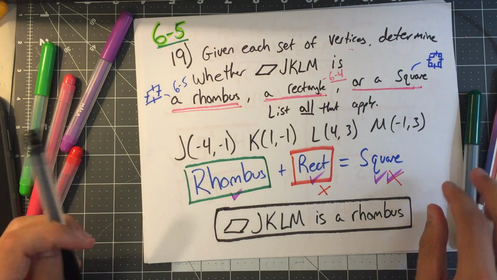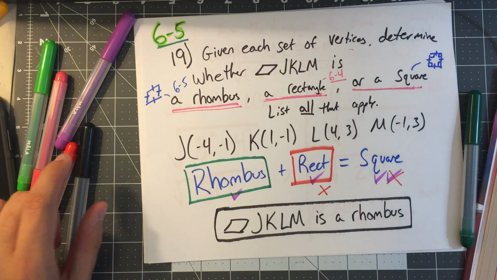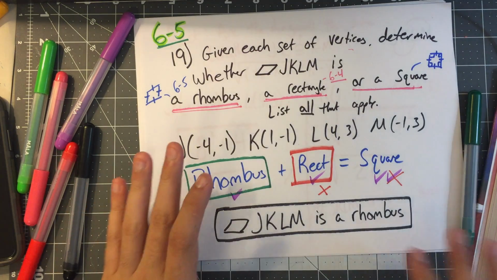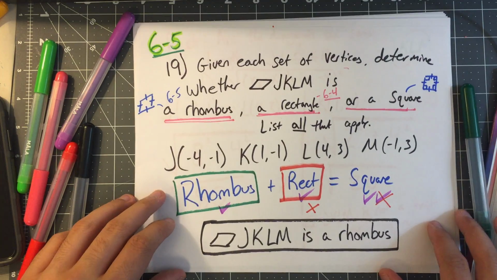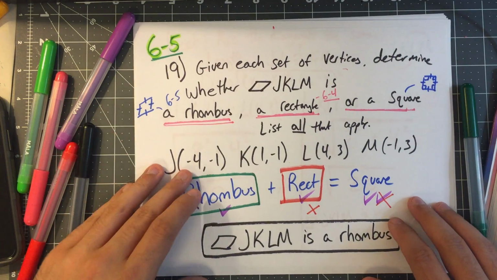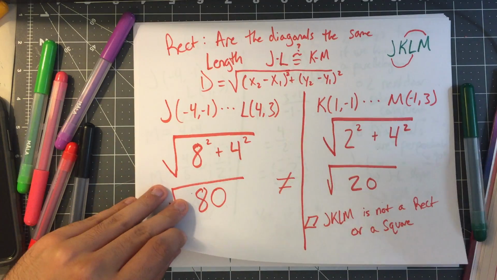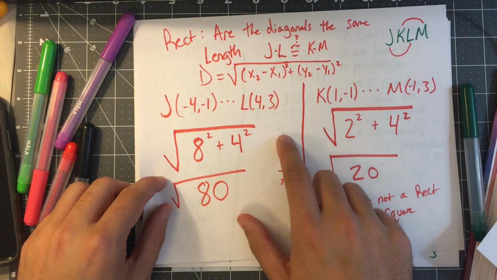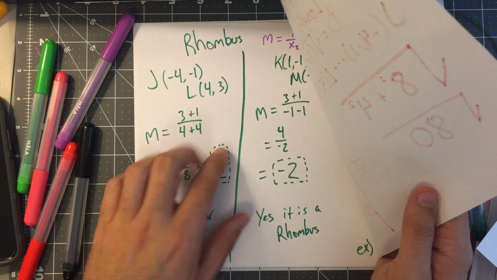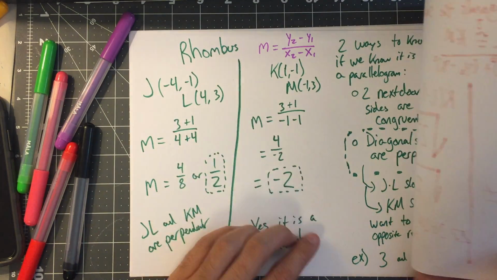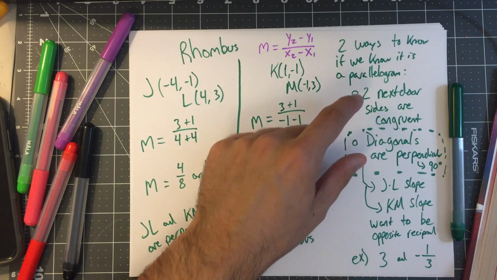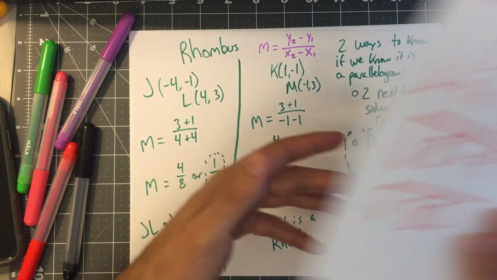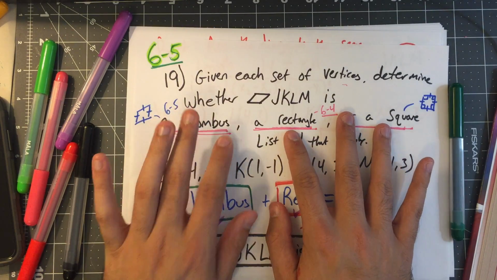So I hope that is a good start to what you're doing. You have other problems in this homework that are not like this. You have some that are like this, so feel free to use this as a resource to kind of go back and see, okay, well, I need to do these two tests on each one. Are the diagonals matching? And are either diagonals being perpendicular or next door sides being congruent? You do those two tests, it'll tell you which one it is.